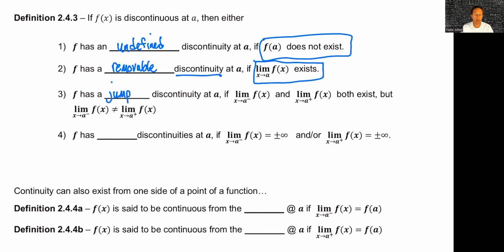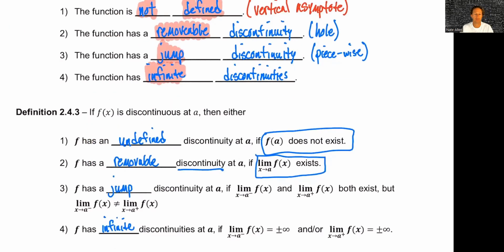And the fourth one, F has infinite discontinuities if from the left we go to positive or negative infinity, or from the right our y values shoot straight up or down. Okay, and again, there are other variations, but just to define those things we just spoke about above, now we have it in a formal setting.